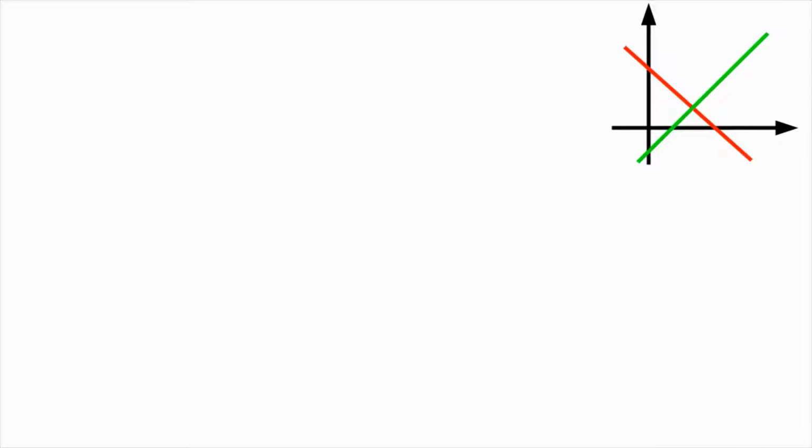In this video, we're going to be talking about perpendicular graphs. Now, perpendicular graphs cross at a 90-degree angle. If we look at the example on the right, our red line and our green line, if they were to be perpendicular to each other, they would cross at 90 degrees.